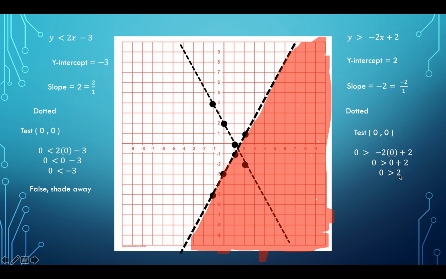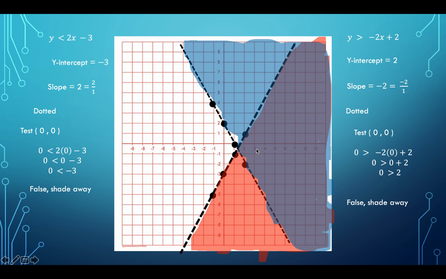Is 0 bigger than 2? No, 0 is not bigger than 2, so it's false. So we're going to shade away. As a reminder, we're shading this line right here, so we're going to shade away. We're going to shade over here.